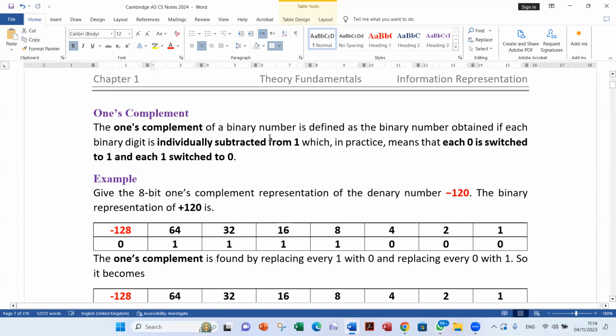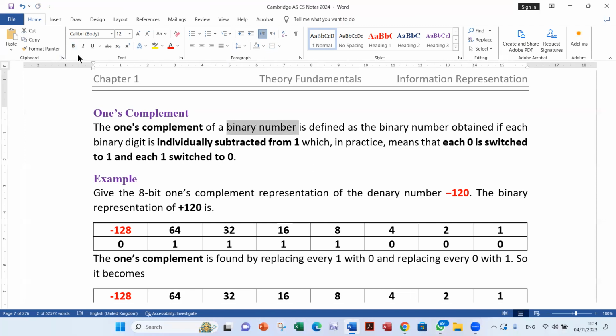The 1's complement of a binary number is defined as the binary number obtained if each digit is individually subtracted from 1. This is totally nonsense. Okay, this is the definition. We will talk about it later. But here it means if you need to find the 1's complement, you switch every 0 with 1 and every 1 with 0. If you have a number and you would like to find the 1's complement of that number, you change every 1 to 0 and every 0 to 1, and that's it.